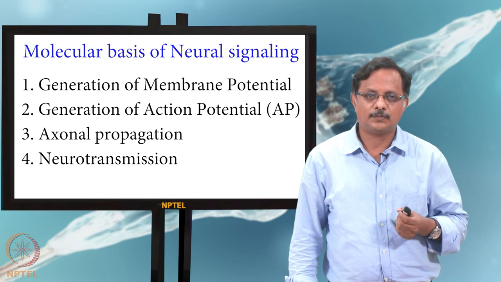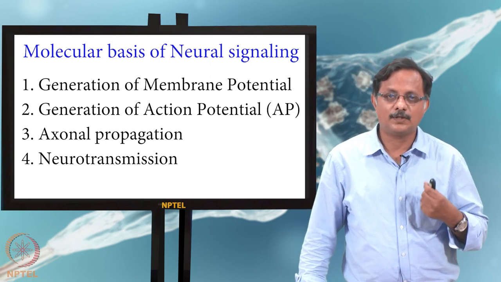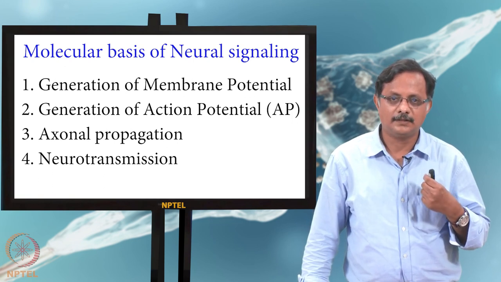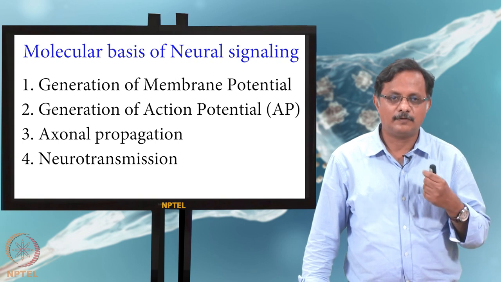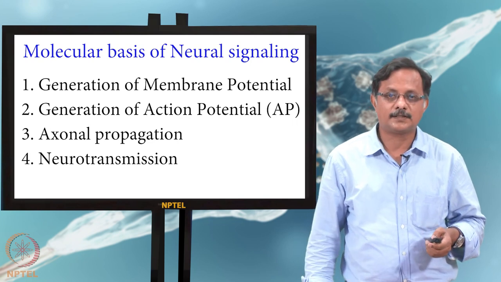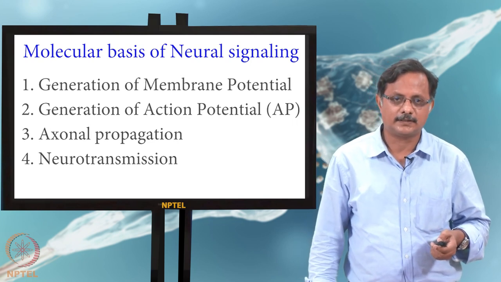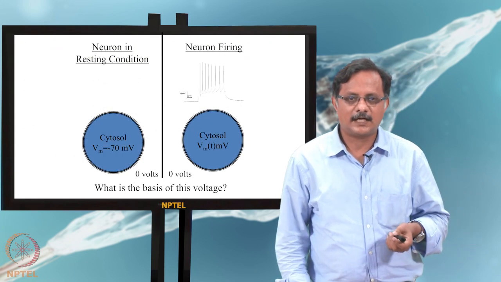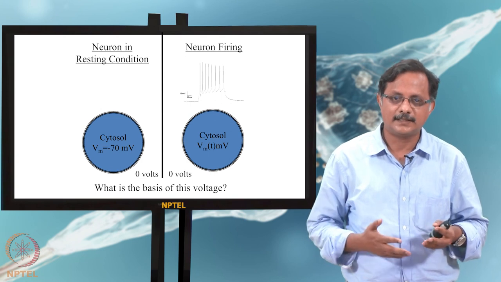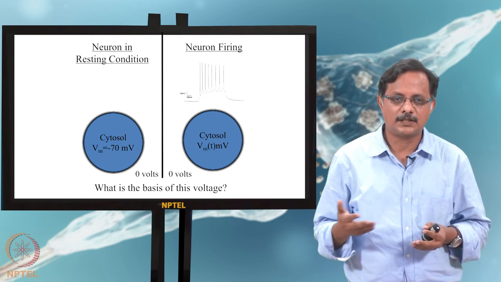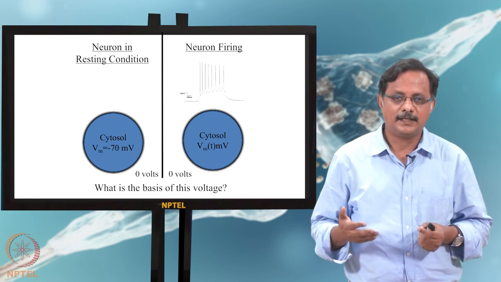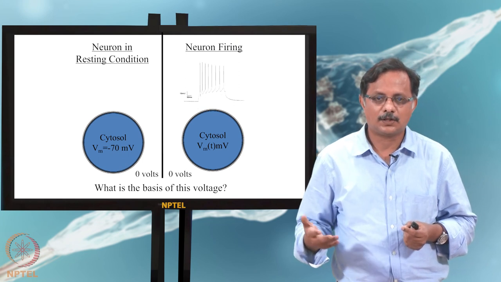In this segment, we will talk about how the membrane potential is generated, how a neuron generates its electricity. Then we will talk about how an action potential is formed, and then axon propagation and neurotransmission. We will basically talk about the molecular basis of all these four signaling processes. We described in the last segment that a neuron can live in two states. There is a resting state where the membrane potential is at a constant value of about minus 70 millivolts, and then there is an excited state where the membrane potential exhibits fast spiking activity called action potentials.